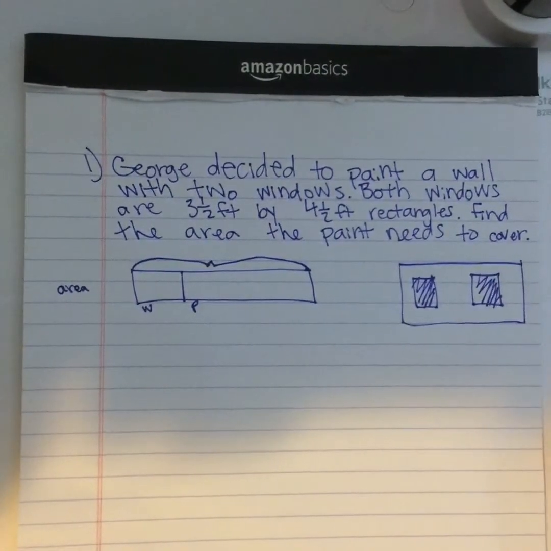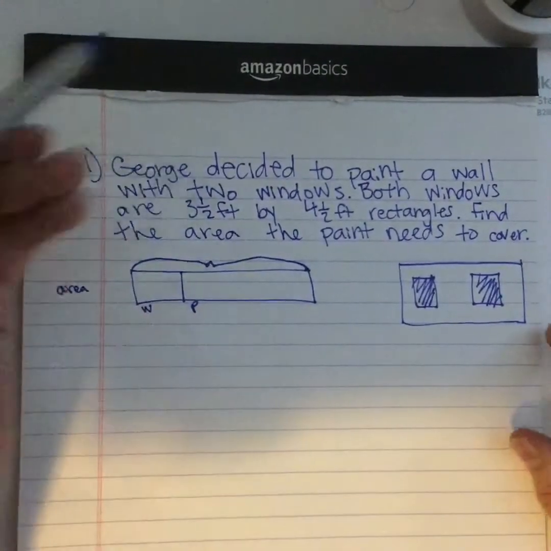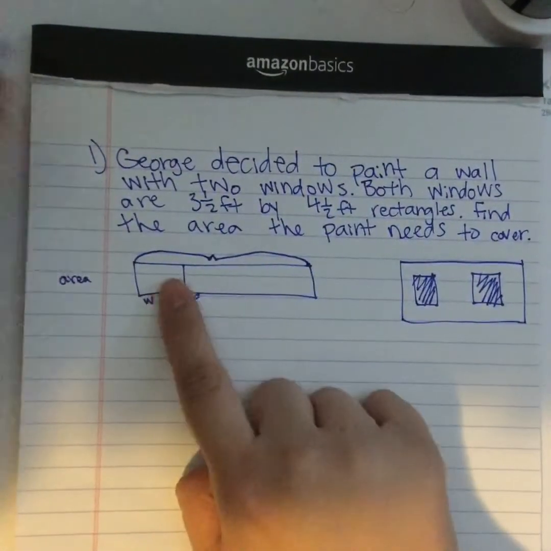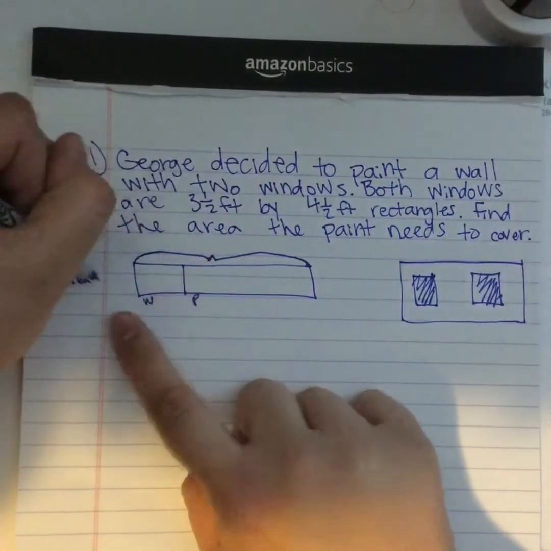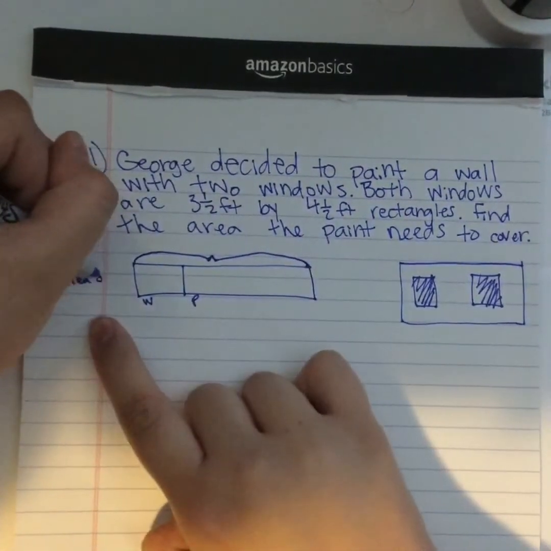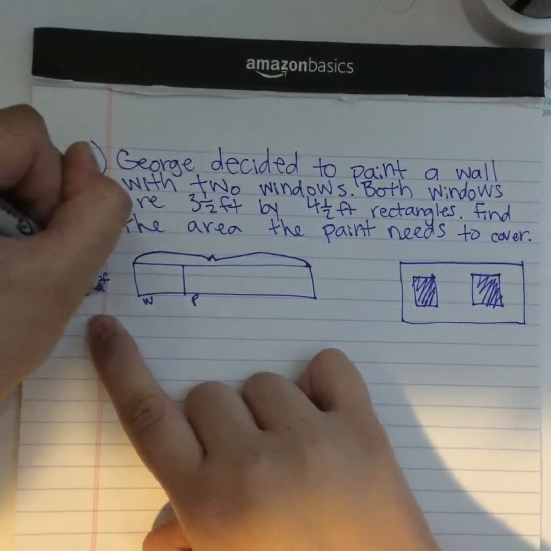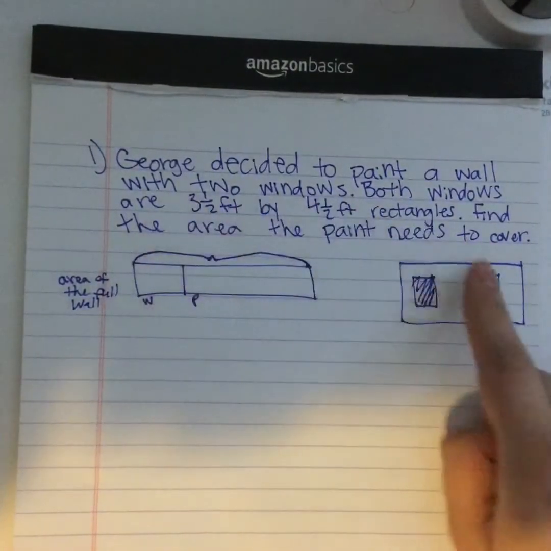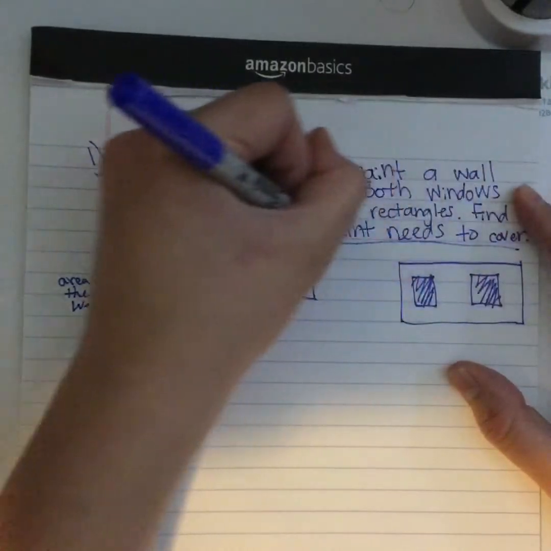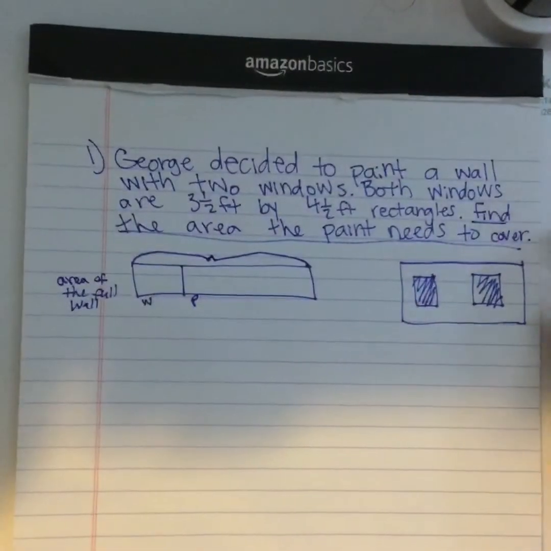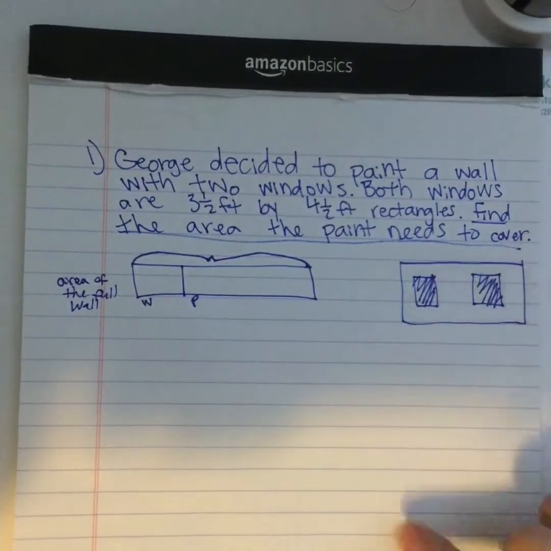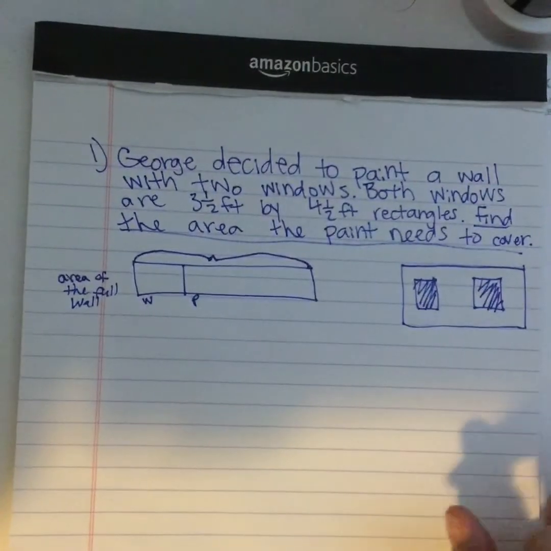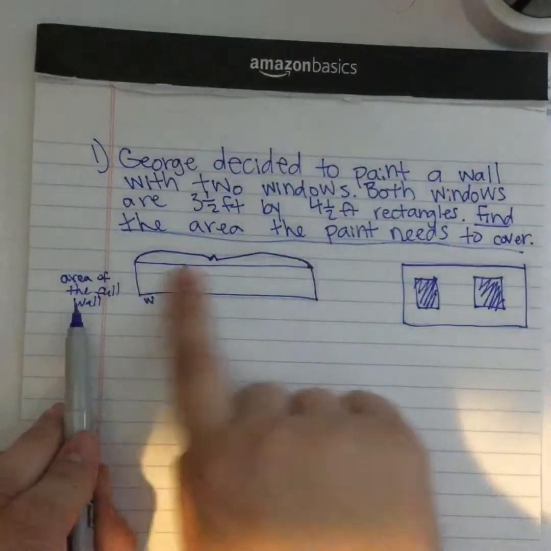So the first thing we need to figure out is the area of the full wall. So this right here is going to be the area of the full wall, and this number up here will represent that. We don't have that in this problem, but we need to figure out the area of the full wall. Because when we look at the question, what it's asking us to do is find the amount of the area that paint needs to cover. And we know if you look around your house, you probably have windows and they're not painted, but your wall could be painted. So we've got the area of the full wall.